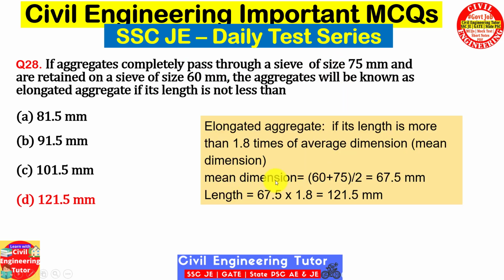Okay, so we can first find the mean dimension. The mean dimension for this case is (60 plus 75) by 2, so 67.5 mm is our mean dimension, and now we need to multiply it by 1.8 to get the larger dimension or length for this case. So here the answer is 121.5 mm. But if it was asked what is the width of flaky aggregate for this case, then you need to find the mean dimension and multiply it by 0.6, because for flaky aggregate we determine not the larger dimension, rather the width or the smallest dimension.